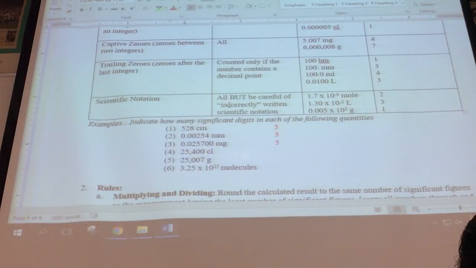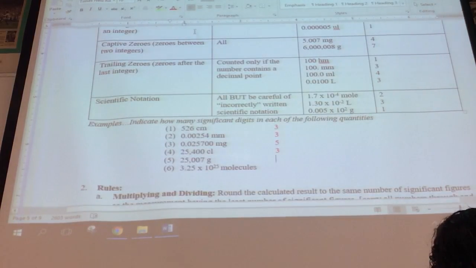25,400. How many sig figs? Who are you? Brian, go ahead. 3 is correct. You didn't count the trailing zeros because there's no decimal point. You got it. Excellent job. All right, 25,007. Who are you? Jenna. 5 is correct. And you counted the zeros because they are captive. You got it. Excellent job. And on the last one, 3.25 times 10 to the 25th molecules.